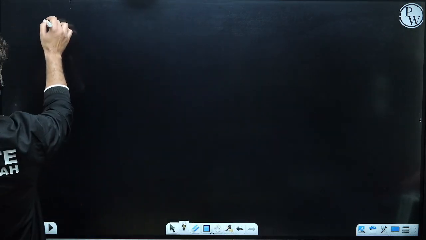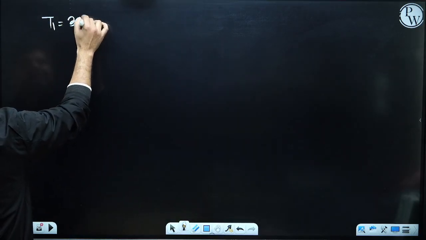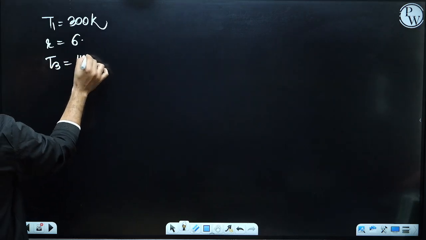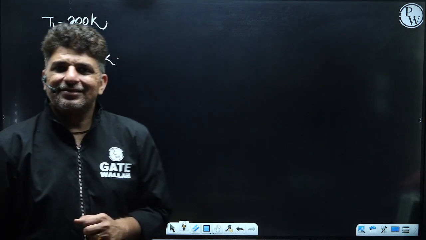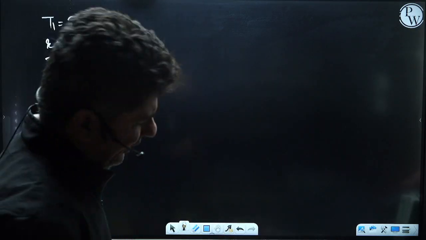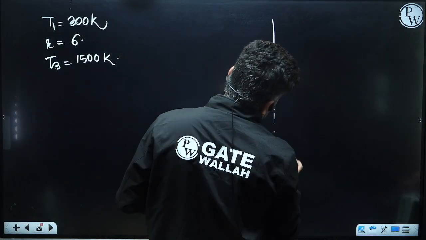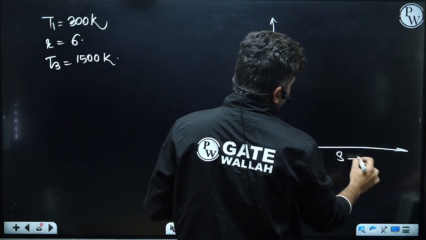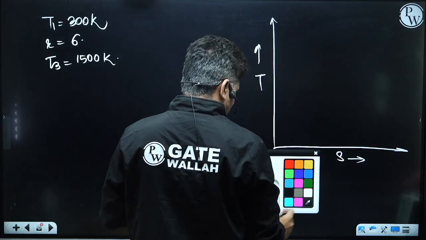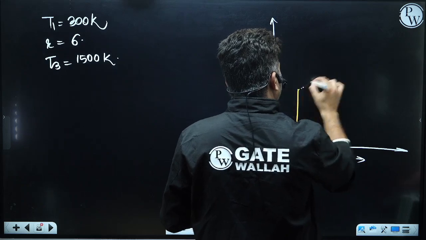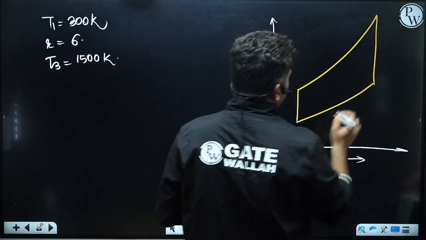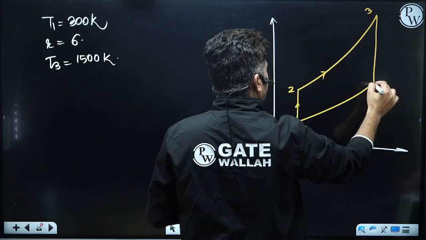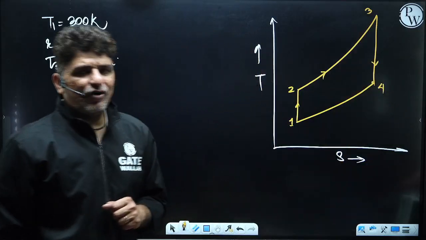So we have already seen that the temperature T1 is 300 Kelvin and the pressure ratio is 6. Let's take temperature T3 as 1500 Kelvin. The temperature at which air enters the gas turbine is 1500 K. So let's draw this cycle, and then I'll tell you why the efficiency of this Brayton cycle is extremely low. The efficiency is low because when you see the cycle running, this is location 1, location 2, location 3, and location 4.